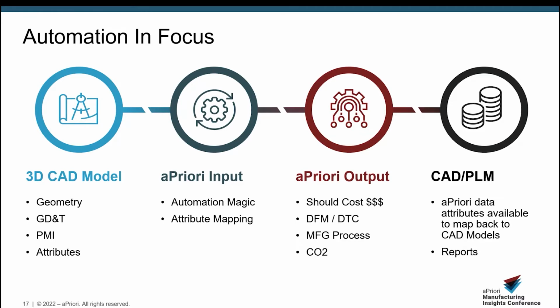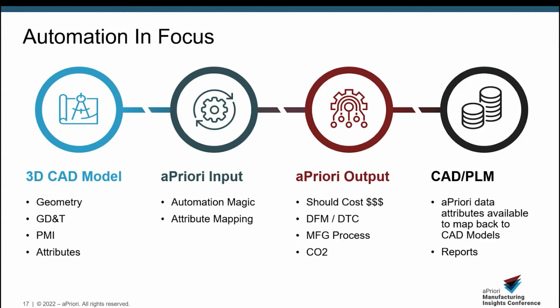aPriori needs to identify what inputs are required to initiate that analysis. And those are our basic inputs, like our digital factories, our process group, our volumes and batch size. Those are really the key inputs we'll need to drive that analysis.